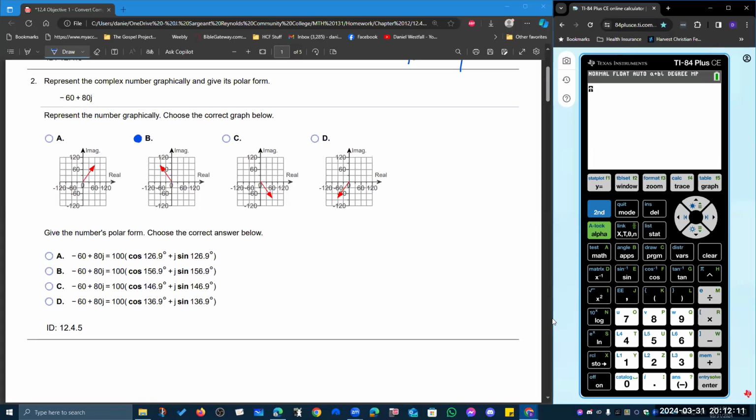We have arctangent of y over, I do need the negative here, x. This is going to return an angle that's negative in quadrant 4. I don't want that one. I want the angle that's in quadrant 2 that's 180 degrees away. It's going to be 126.9. So there we go. It's that one right there.